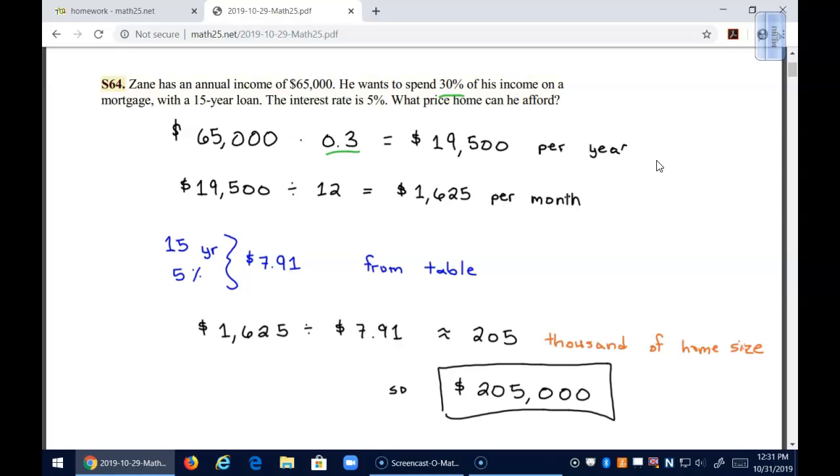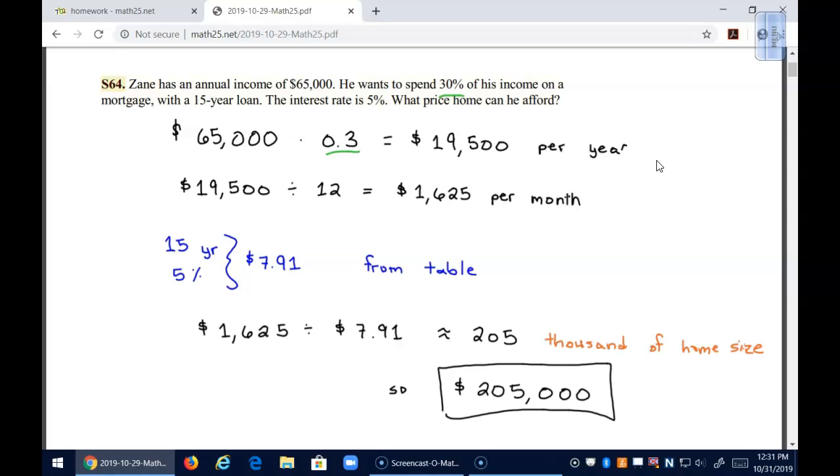Okay, what confused me is with a 15-year loan. The 15 and 5%, we looked at the table, and the number where those met was $7.91. So he's going to show up at the bank with $1,625 in a shopping basket. And every time he gives the teller $7.91, he gets $1,000 in mortgage.